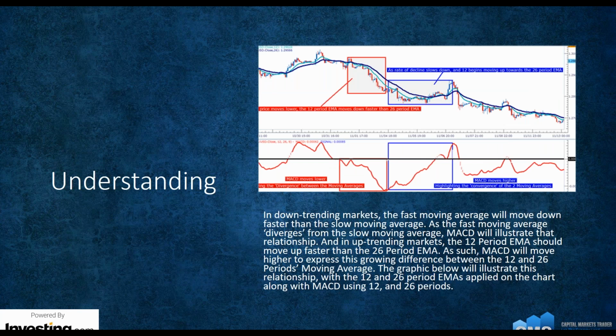So basically, in downtrending markets, the fast moving average will move down faster than the slow moving average. As the fast moving average diverges from the slow moving average, the MACD will illustrate that relationship. And in uptrending markets, the 12-period EMA should move faster than the 26 EMA. As such, the MACD will move higher to express that growing difference.